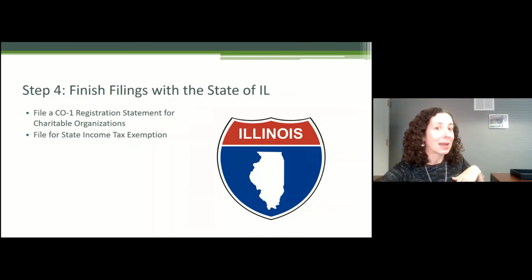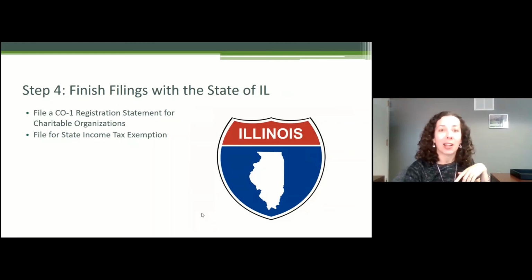Okay, step 4, finishing your state filings. So there's a registration statement. It's this CO-1 registration statement for charitable organizations. This is required by the Illinois Charitable Trust Act and the Illinois Solicitation for Charity Act. You can find this form at the Illinois Attorney General's office.